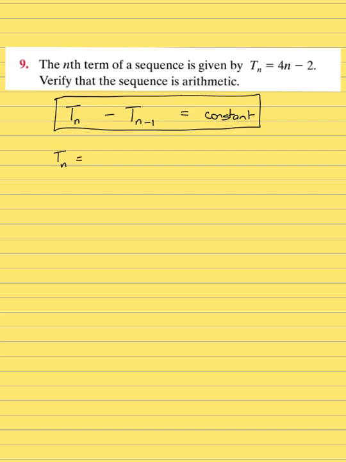Tn is 4n minus 2. Tn minus 1, so the previous term, would be 4 times n minus 1 minus 2. In other words, 4n minus 4 minus 2, which is 4n minus 6. Tn is 4n minus 2. Tn minus 1 is 4n minus 6. And we get the difference between them.